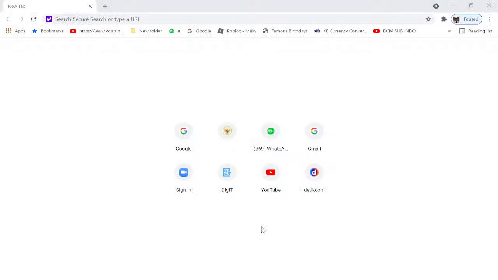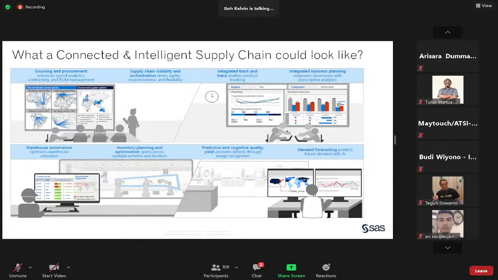And finally, you'll be able to use advanced technology, for example computer vision technology, to look into defects, faults, damages, and so on and so forth. And then you'll be able to do very accurate demand forecasts using various techniques. Now, this will be a great way to describe what a connected and intelligent supply chain could look like. But it's easier said than done.